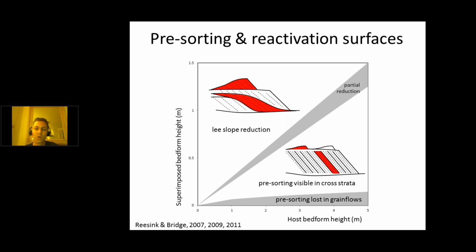You can also look at the types of structures you see in bars, and when you have bars with superimposed dunes, the volume of reactivation surface generated by successive dunes, or in the case of relatively small dunes on a relatively large bar, you get pre-sorting in the strata. Those volumes are directly comparable to the superimposed bed forms. And the relative size of the superimposed bed form and the host bed form determines which structure you see. So we've got a couple of metrics that you can use to compare against one another.